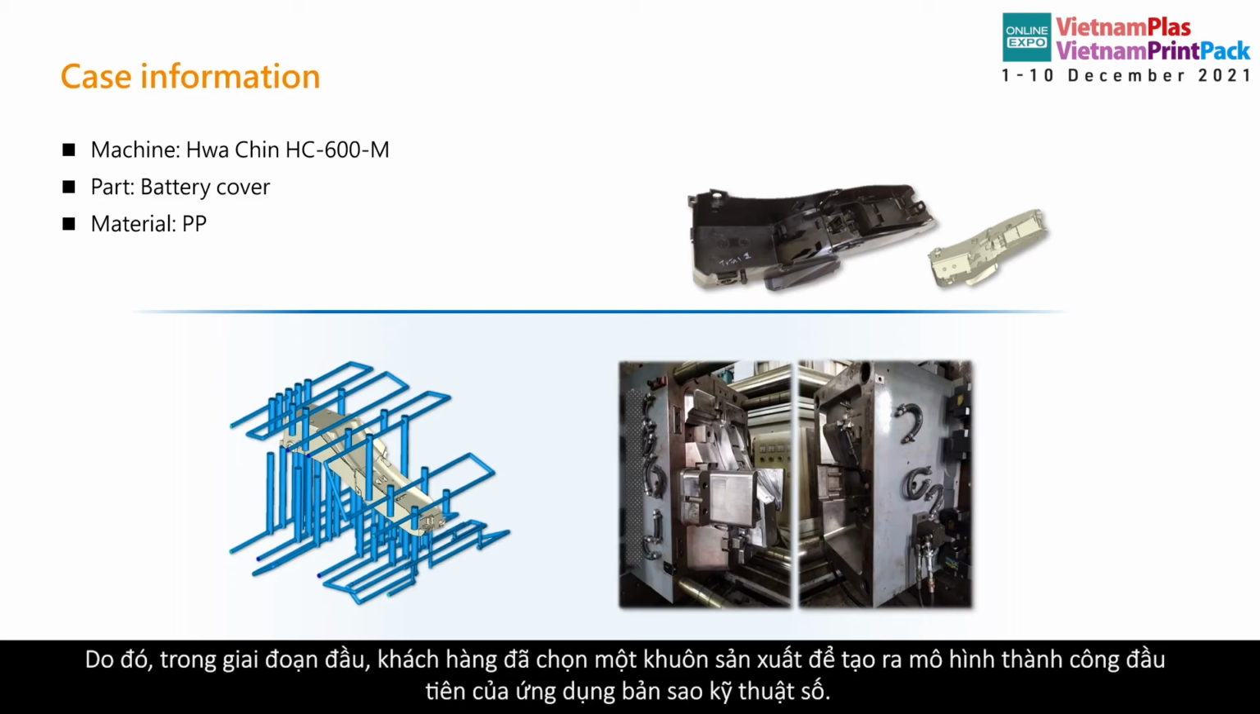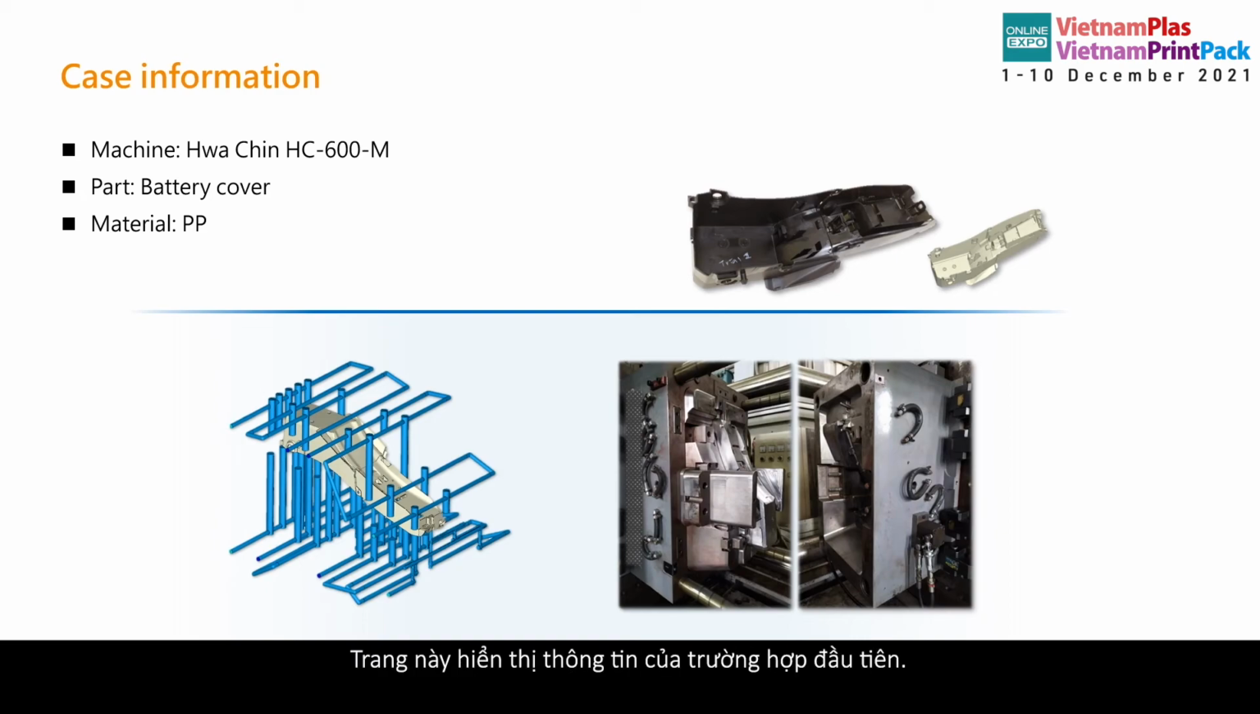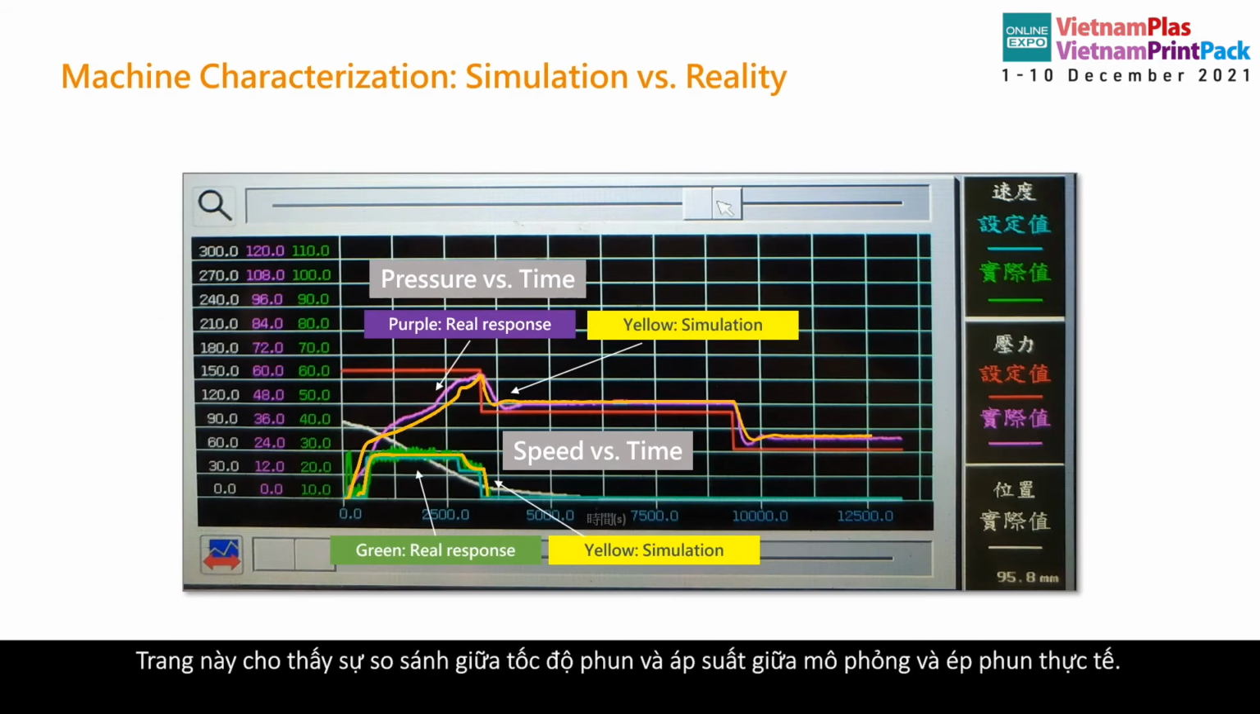This slide shows the information of the first case. It's a battery cover of a scooter. Material is PP. The injection molding machine is Taiwanese brand. This slide shows the comparison of injection speed and pressure between simulation and real shot. The response curves of either speed or pressure from simulation are quite matchable with real shots.